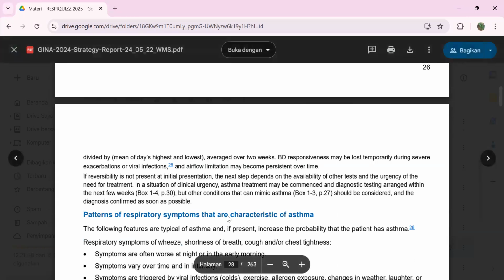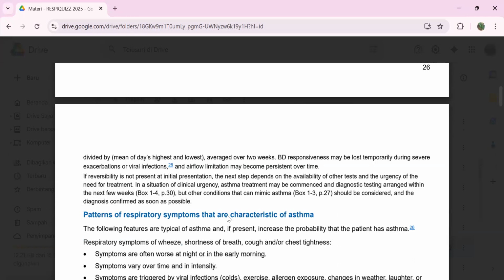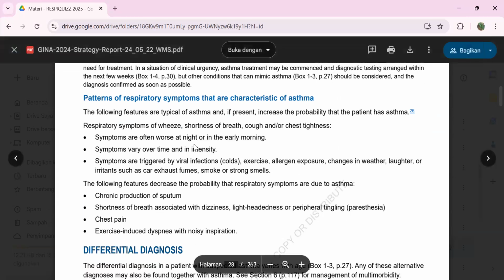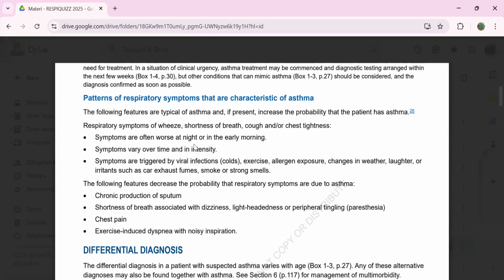Okay. Pattern of respiratory symptoms that are characteristic of asthma. The following features are typical of asthma and, if present, increase the probability that the patient has asthma. Respiratory symptoms of wheeze, shortness of breath, cough, and/or chest tightness. Symptoms are often worse at night or in the early morning. Symptoms vary over time and in intensity. Symptoms are triggered by viral infections like colds, exercise, allergen exposure, change in weather, laughter, or irritants such as car exhaust fumes, smoke, or strong smells.